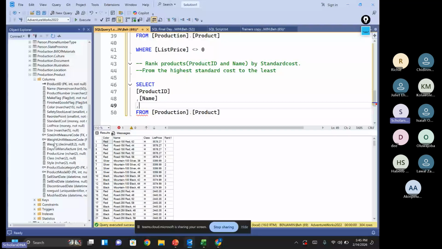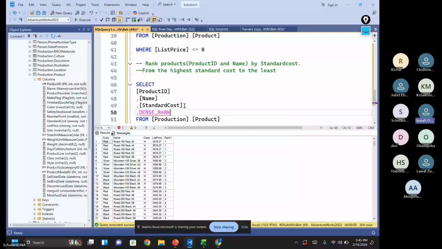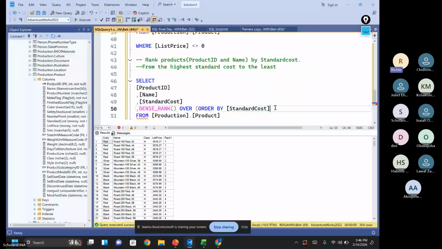Why is the standard cost? Okay. What else should I do? And then comma. So what do I do? Dense rank. Okay. Over. And then order by standard cost, descending order.